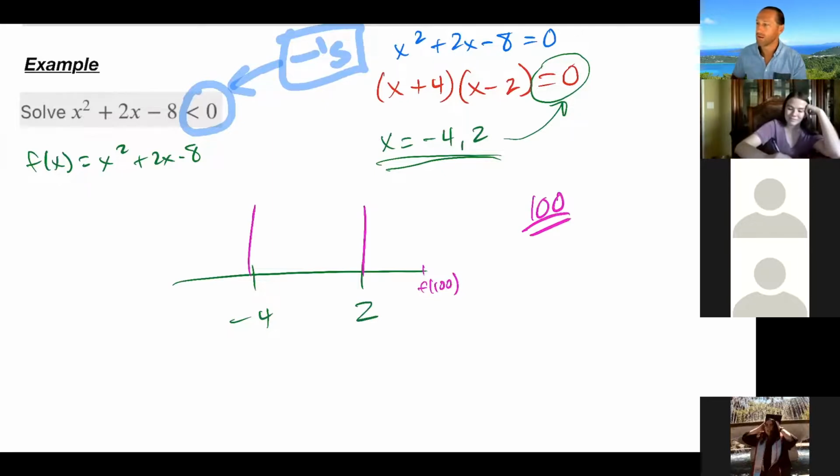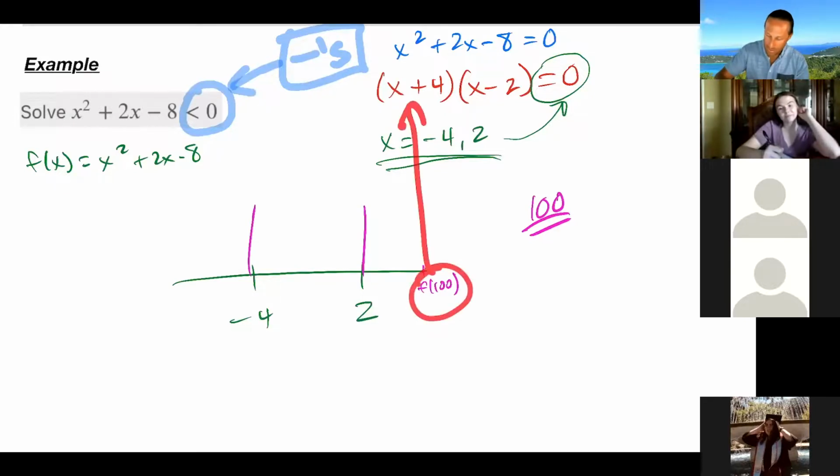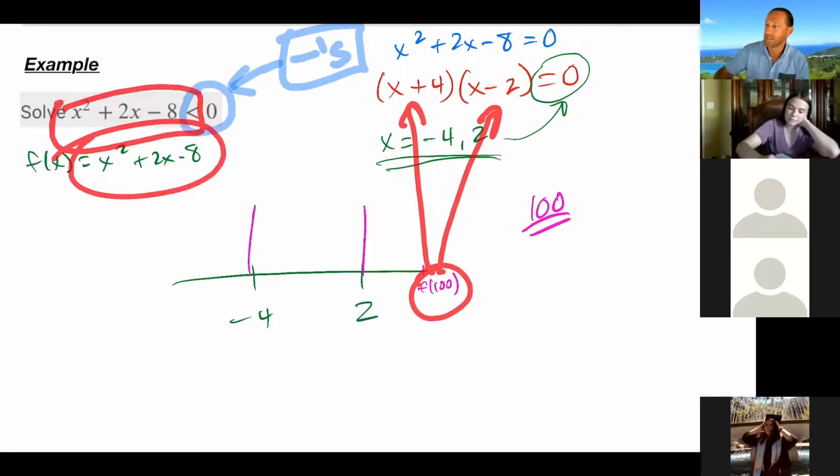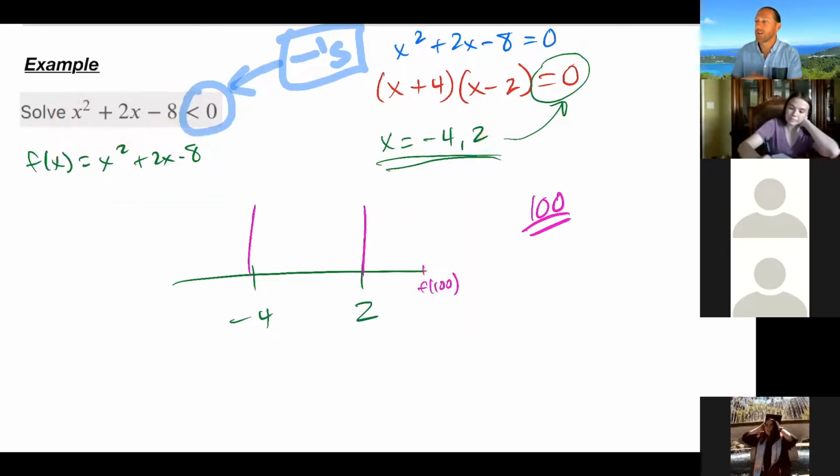Should have used red, huh? Okay. For all my emoji fans out there, if I'm plugging in 100, I'm going to do it here and here. I'm not going to go back to my original. That's nasty. Because all I care is that if it comes out what or what? Positive or negative? I don't care what value it actually gives me. I'm not trying to graph this. I just want all the things that are less than 0. So plug in 100 here and here and tell me, what do we get, positive or negative?